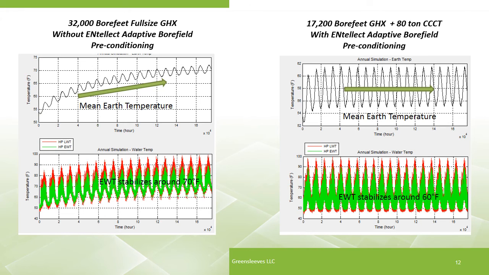Now the ENtellect preconditioning adaptive software cuts the bore field almost in half, does add an 80-ton cooling tower, but notice the mean earth temperature within the first few years stabilizes and actually stabilizes around 60 degrees Fahrenheit, which is about 10 degrees cooler than the 70-degree full-size bore field solution.